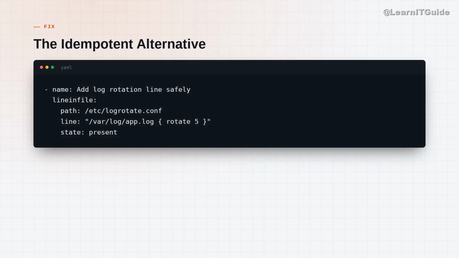The fix is to use the lineinfile module. This module checks if the line exists before adding it. If the line is already there, it does nothing. This makes your automation safe to run as many times as you need. Always prefer built-in modules over shell commands.